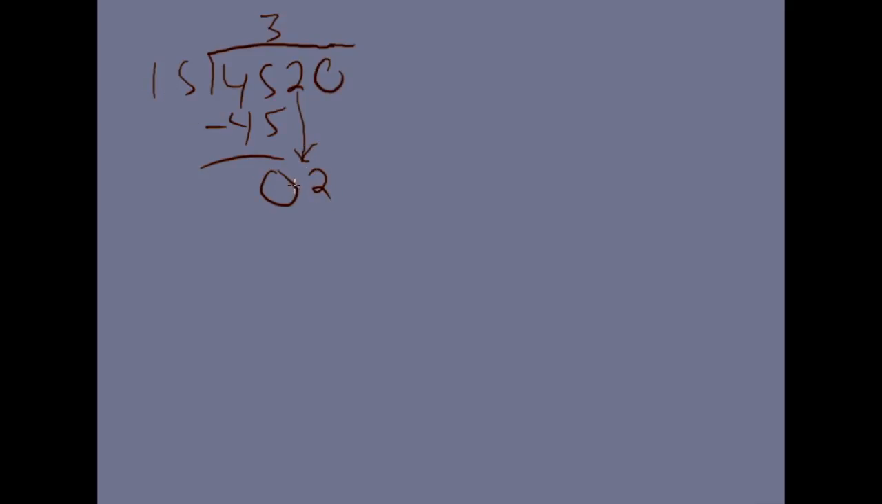Can 15 go into 2? No, it can't. So it goes into it 0 times. 0 times 15 is 0. Subtract it. And this becomes 2. Bring that 0 all the way down here. It becomes 20. And then how many times does 15 go into 20? 1 time. Minus 15 becomes 5. And we got a remainder of 5, right?